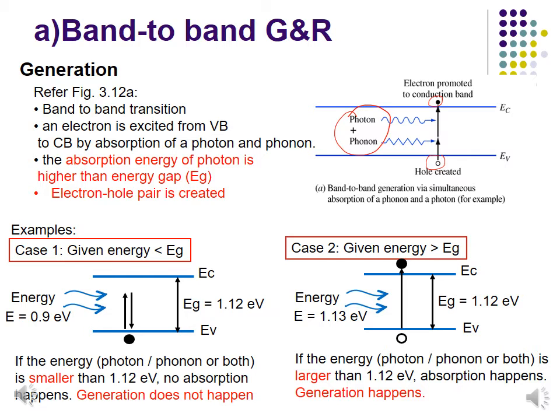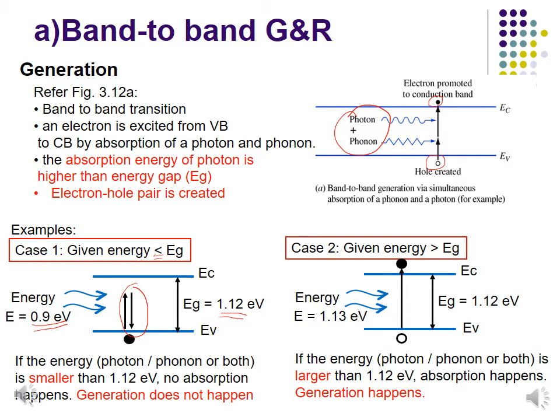In case 1, if the given energy is smaller than the material's band gap, then the electron will be excited halfway, depending on the energy they receive, but will fall back to the valence band before reaching the conduction band. This is because there are no sites for the electrons to stay in the middle of the energy gap, as we have learned in Chapter 2. In this case, we define that the generation process does not happen.